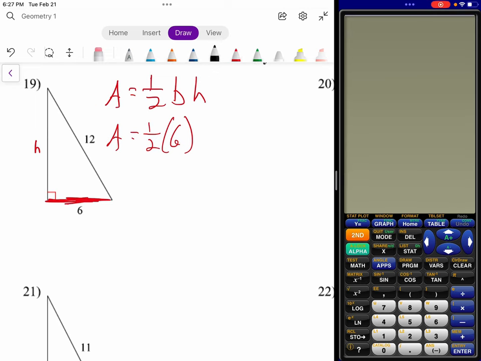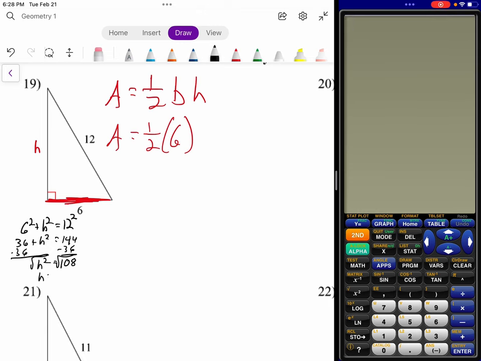So to the side here, we'll do 6 squared plus the height squared equals 12 squared. I didn't write the squared there. Subtract 36 from both sides. And we get 108. And then we take the square root of both sides.